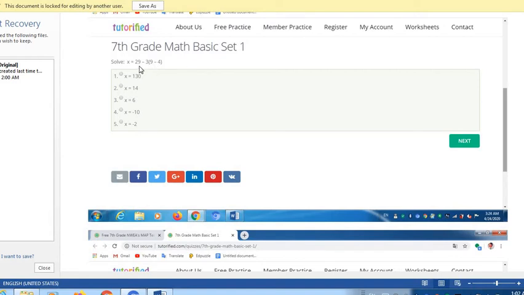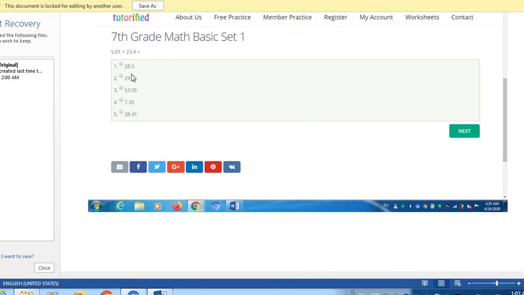So with PEMDAS, I will start with the parentheses. This means the brackets here: 9 minus 4 equals 5. Then exponent, I don't have any exponents here, so going to the next. I have multiplication: 3 times the answer 5. 3 times 5 will give me 15. Then the subtraction, 29 minus 15 will give me 14.